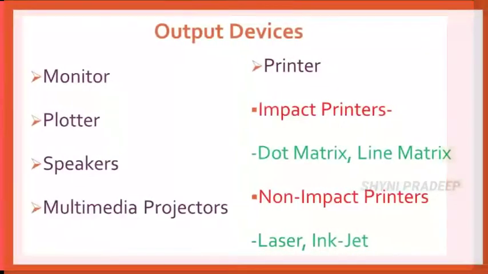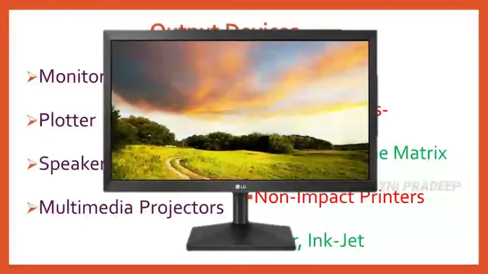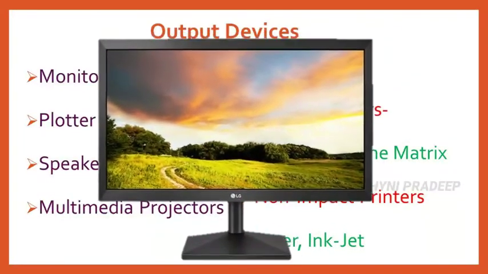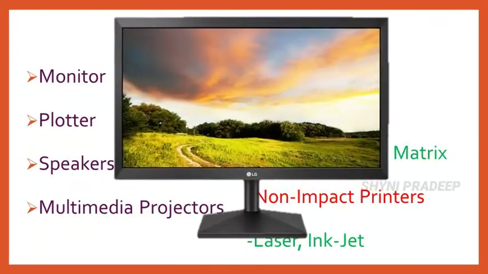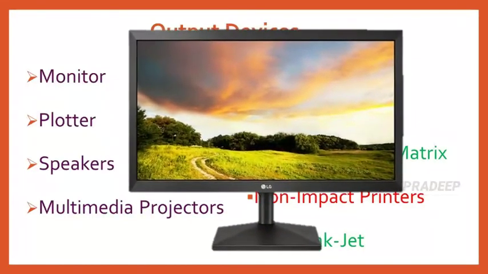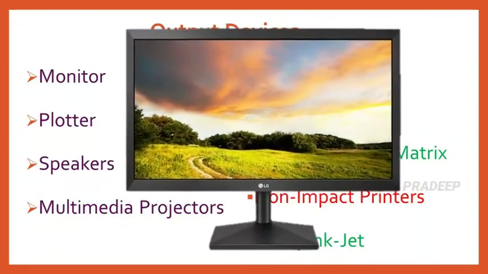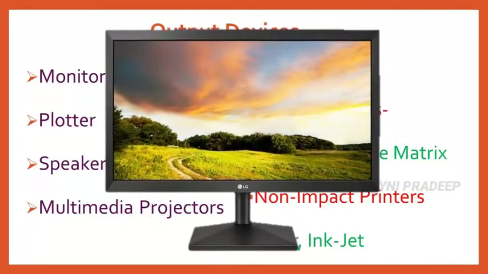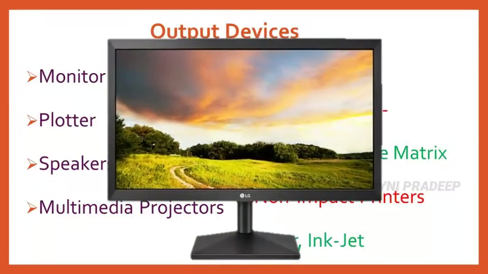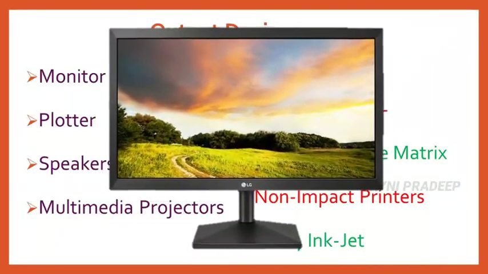And next let us see output devices. First output device is monitor. Monitor is the most commonly used output device to display the information. It looks like a TV. The monitors can display the text or images in black and white colors, or they can display the images in multicolors also. There are many types of monitors available such as cathode ray tube, liquid crystal display, which means LCD, and light emitting diodes, which means LED.